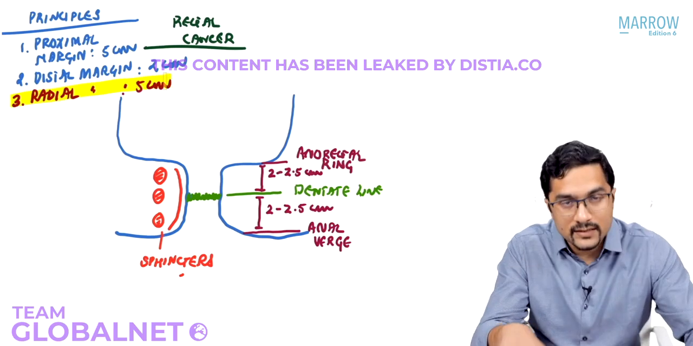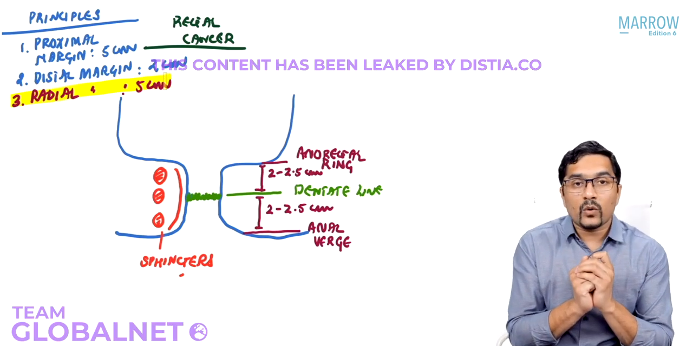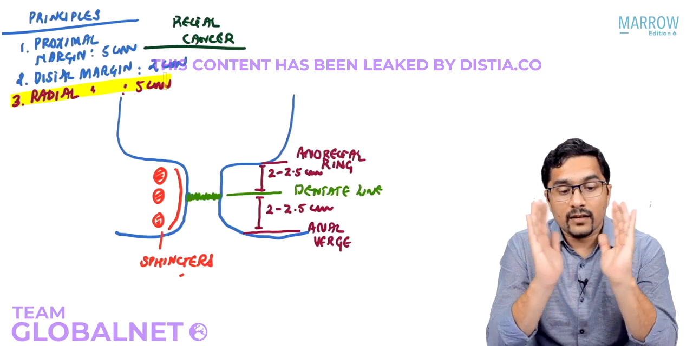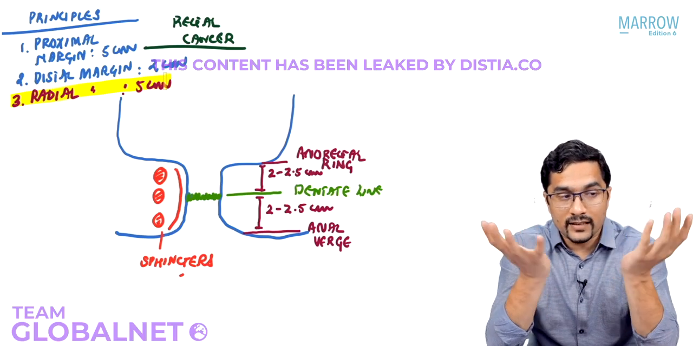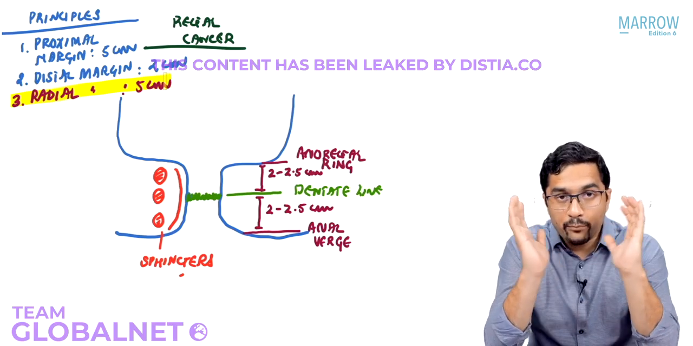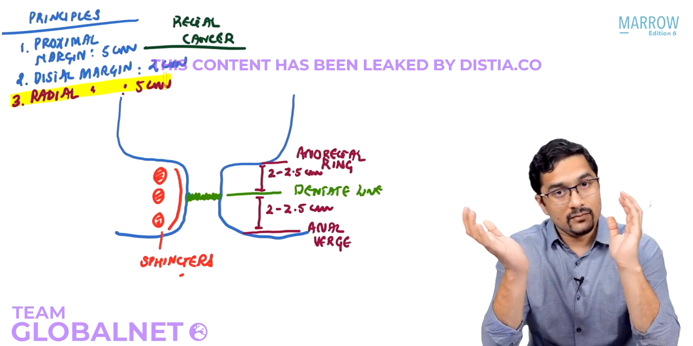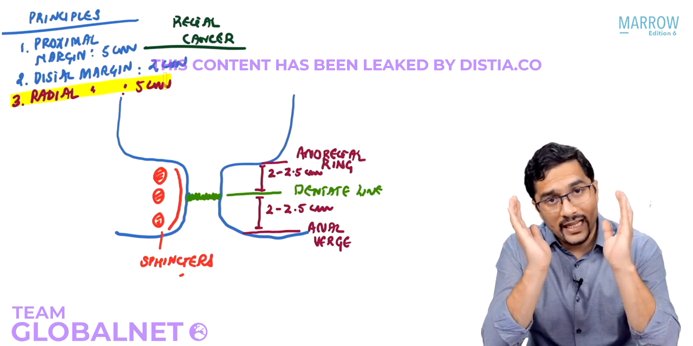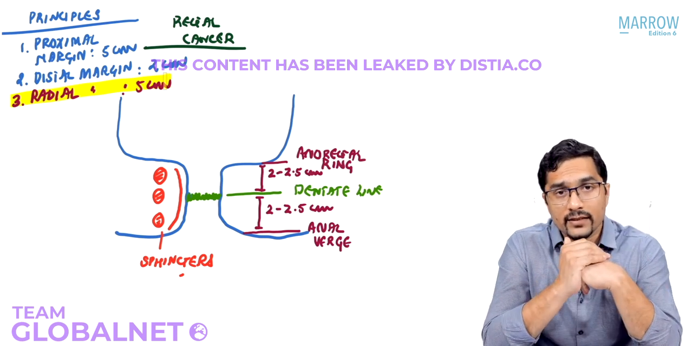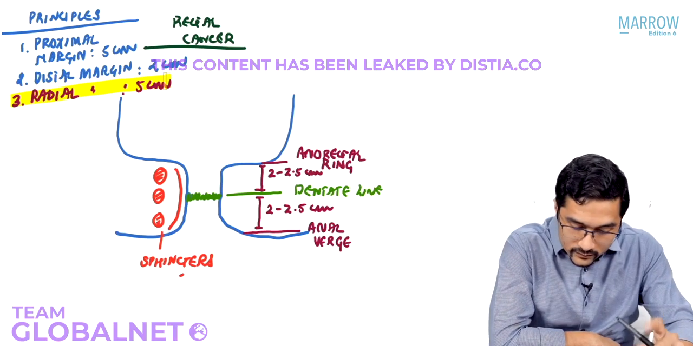Why do we have to take a radial margin? Because the lymph nodes are in the mesorectum. The mesorectum surrounding the rectum, the fat, has the lymph nodes. So it is important to remove that mesorectum, because if I don't do that, I won't get enough lymph nodes. I can leave disease behind, and there can be a higher recurrence rate. So that's why radial margin is also important.